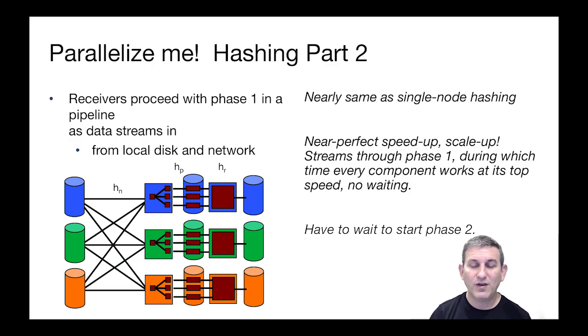Okay? However, we can't start phase two until we finish phase one. So there could be a moment where some of the machines are done with phase one, and some of them are still working on it because maybe there was skew in our hash function and some machines had to deal with more tuples. And we can't start phase two until phase one is finished. And so that is a potential to limit our speed up and scale up somewhat to the speed of the smallest batch that works here, sometimes called a straggler. Okay, so we do have to wait in phase two for any stragglers from phase one.